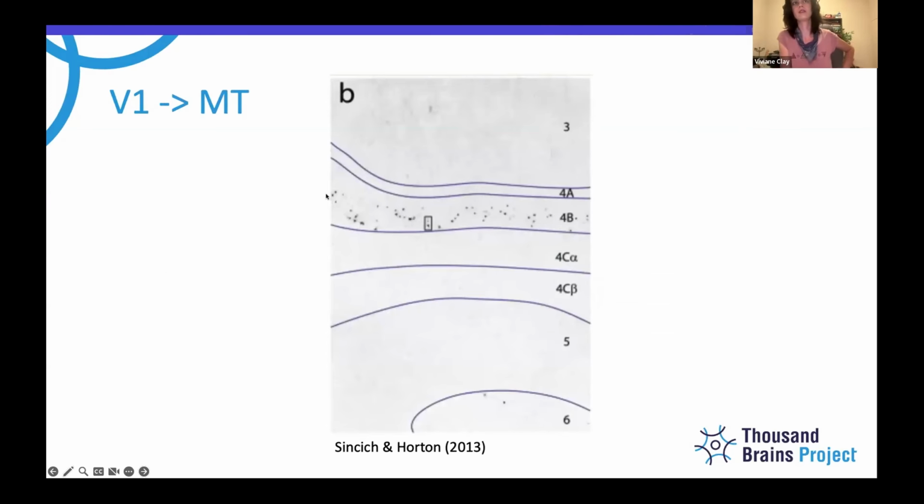Here's another kind of visualization of that. That's retrograde labeling of neurons in V1 where they injected the dye in MT. And then these are the neurons in V1 that project to MT. They're not in layer 3, but they are mostly in layer 4B, and some of them in upper layer 6. They're about 10 times more in layer 4B than in layer 6. And most of them, like 80%, target excitatory cells in MT. And those are also independent of the blobs in V1.